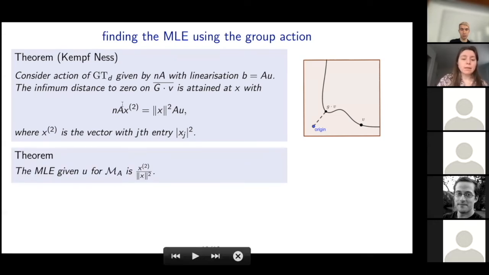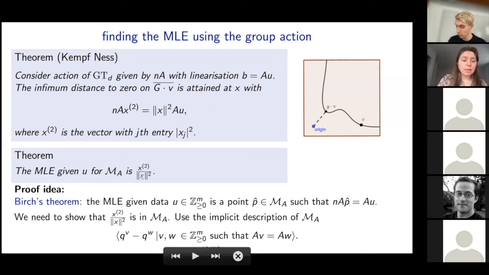Okay, and this equation here enables us to obtain a theorem that the MLE given u for our model is this vector x^2 divided by the norm of x squared. So this says that we can get the MLE from our point x of minimal norm in the orbit, and it tells us what to do to that vector x to obtain the MLE. And this operation, I mean, x is a vector of complex numbers. So we would like to obtain something consisting of real numbers that sum up to 1. So we can check that this is a vector of real numbers that sum up to 1. So that's good, because it should be a probability mass function.